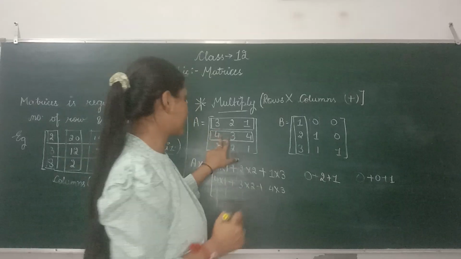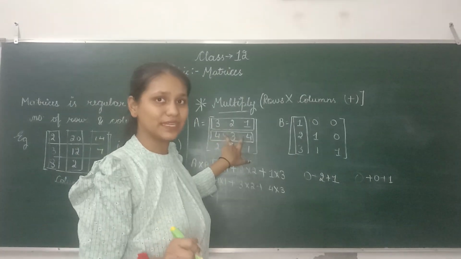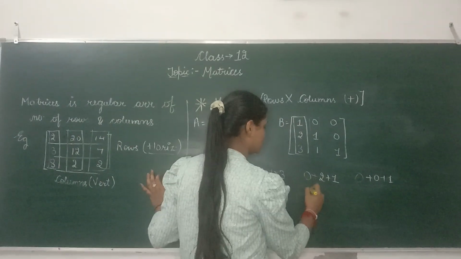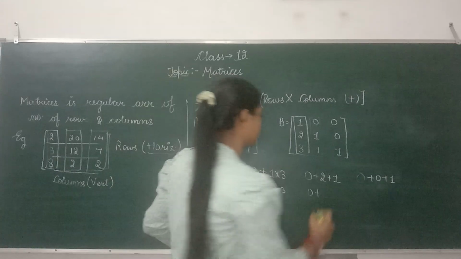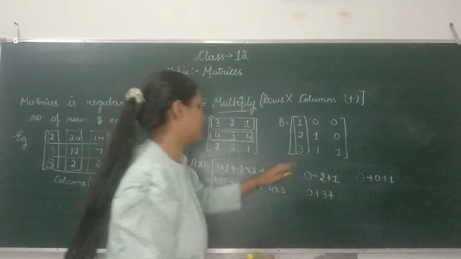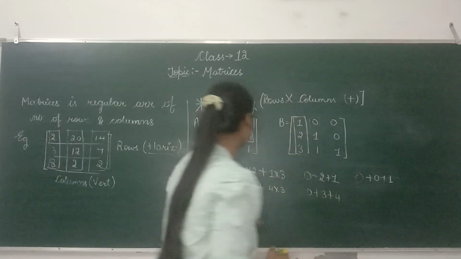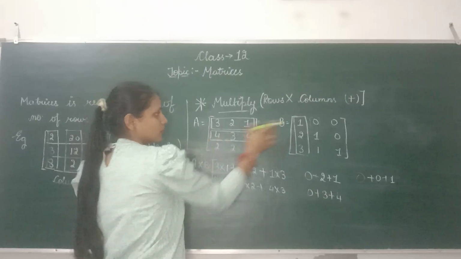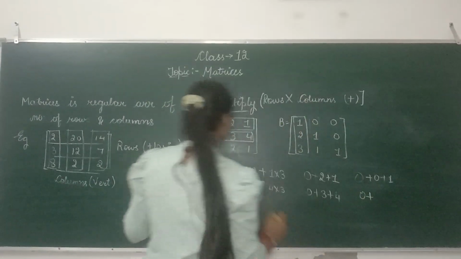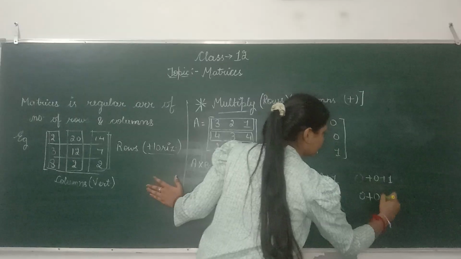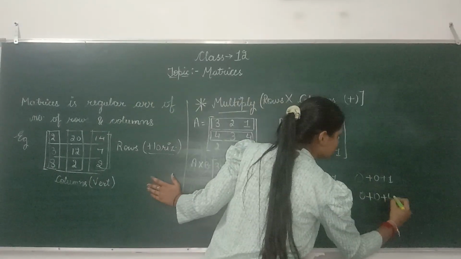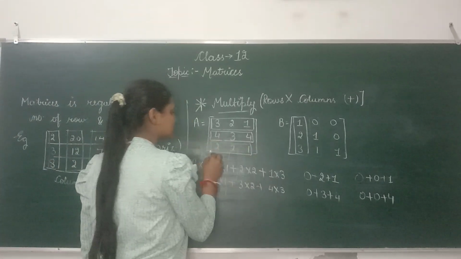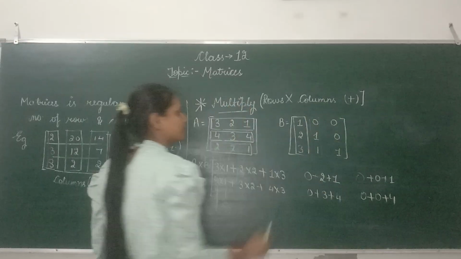4 multiplied by the again second row is multiplied by the second column. 4 multiplied by 0 is 0 plus 3 multiplied by 1 is 3 plus 4 multiplied by 1 is 4. Again this row is multiplied with the third column. 4 multiplied by 0 is 0 plus 3 multiplied by 0 is 0 plus 4 multiplied by 1 is 4. Again this third column is multiplied by these matrices.